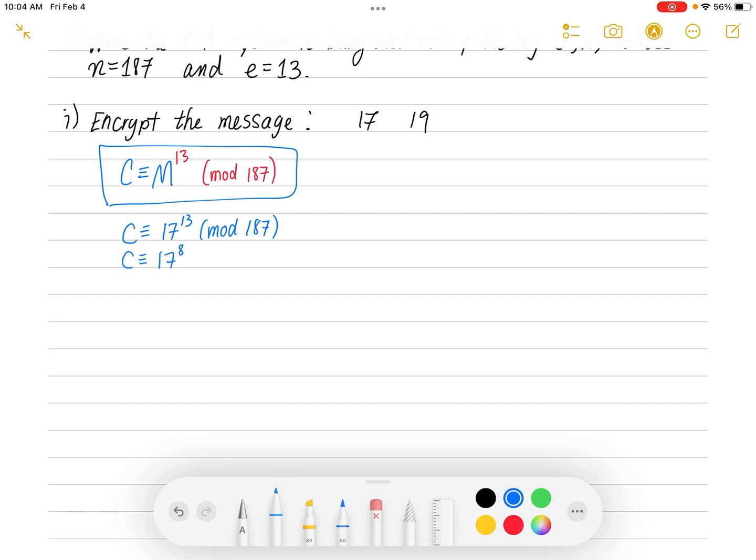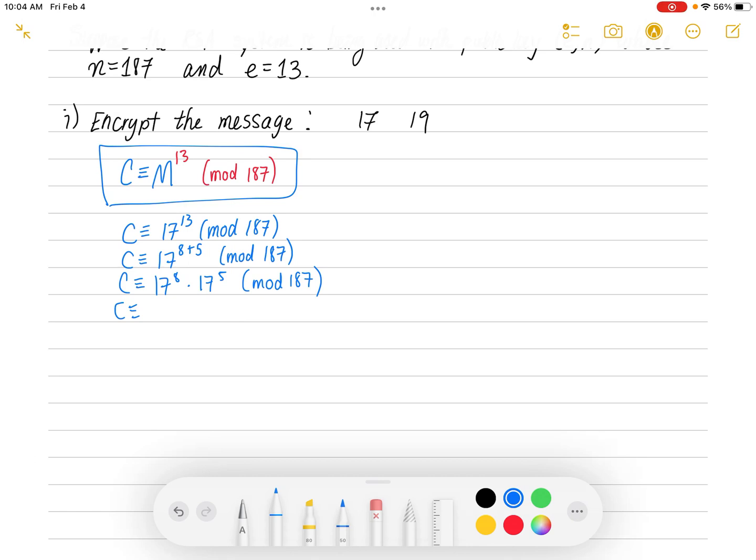So I'm going to write it this way. I'm going to do 17, and we can do 8 plus 5 is 13. Since my calculator can handle 17 to the 8th, that's what I'm going to break it into, 8 plus 5. 5 is smaller than 8, so we can handle 17 to the 5th as well. So I'm going to do 17 to the 8th times 17 to the 5th mod 187. I'm going to reduce 17 to the 8th mod 187 in my calculator, and then 17 to the 5th mod 187 in my calculator.